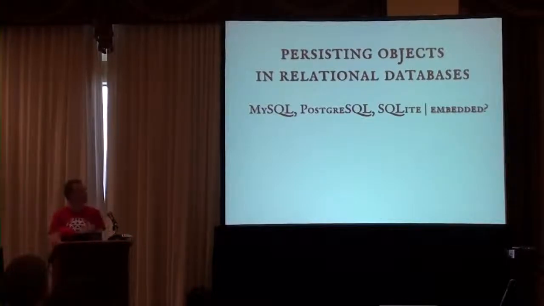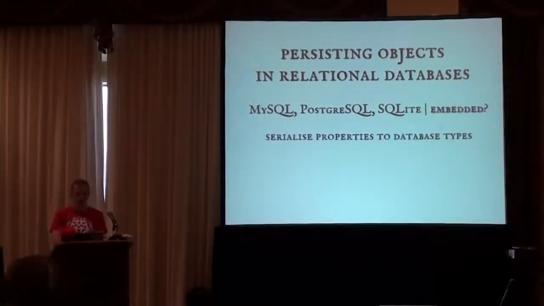There's actually an embedded version of SQLite, so you don't even have to have SQLite on your system. Those sites are online, so all the links will be clickable. But there is an embedded SQLite that you can use in a pure Ruby system. Basically, when we want to persist Ruby objects, we serialize the properties to database types. So we need to figure out how to represent them.